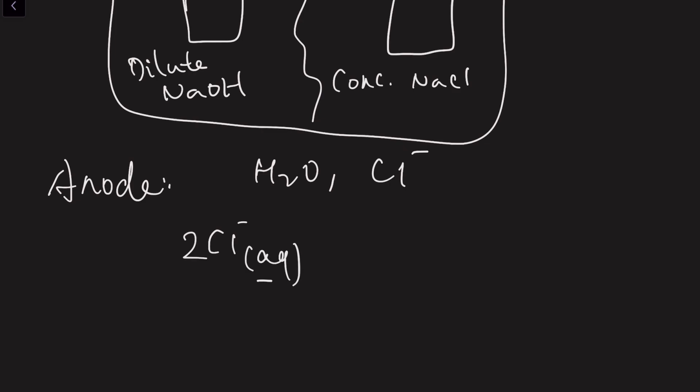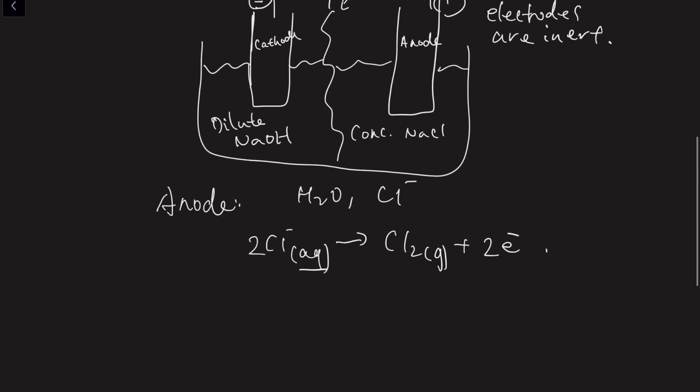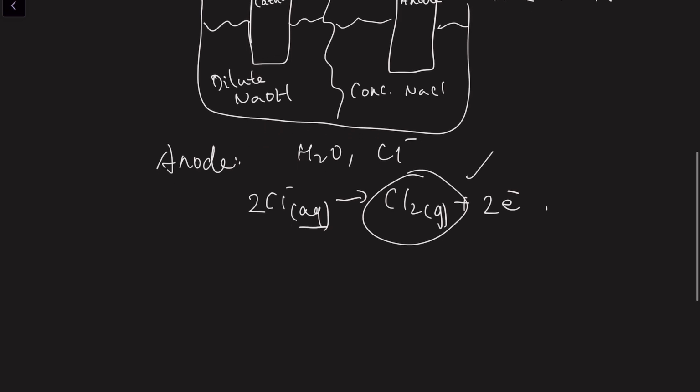So it would actually look like this. And the state is still aqueous because we're not dealing with molten solution. We have chlorine gas plus 2 electrons. And the chlorine gas will be collected and stored for later use. So we have already produced chlorine gas.